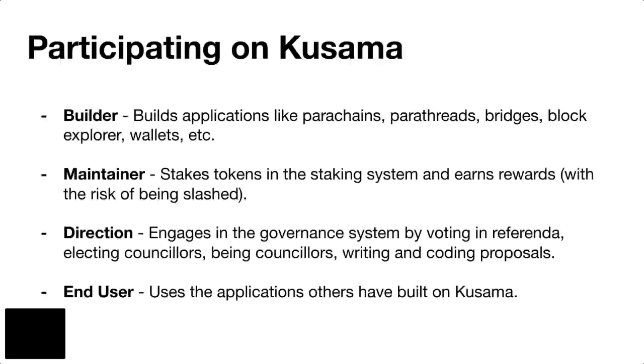Because Kusama is lower value, it might actually make sense for some teams to deploy their parachain onto Kusama before deploying onto Polkadot, because acquiring a parachain slot on Kusama will probably be a lot cheaper.